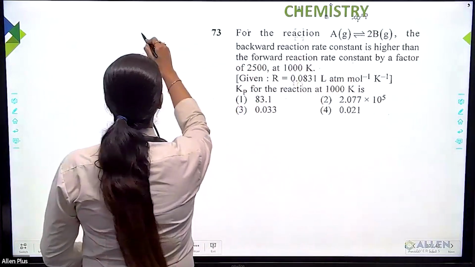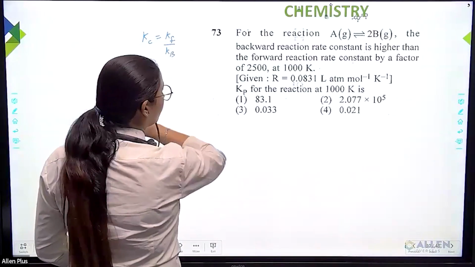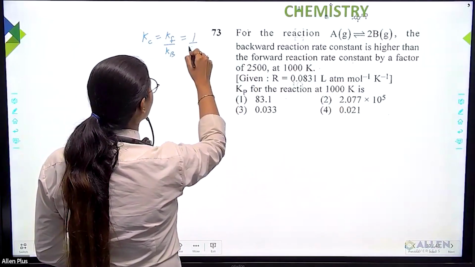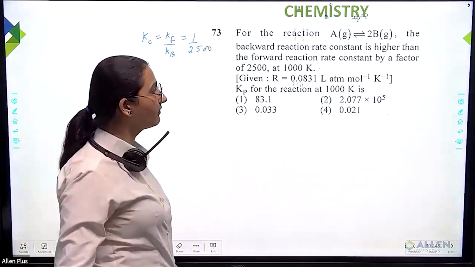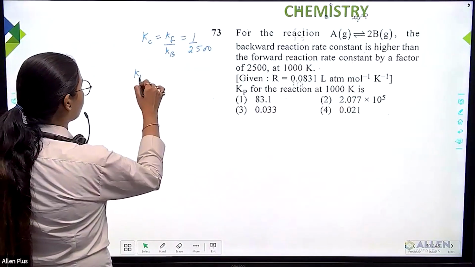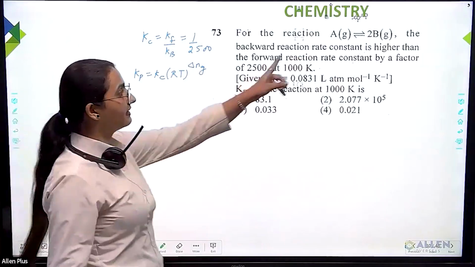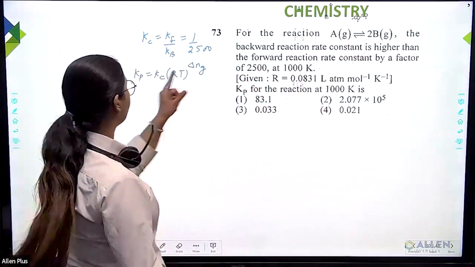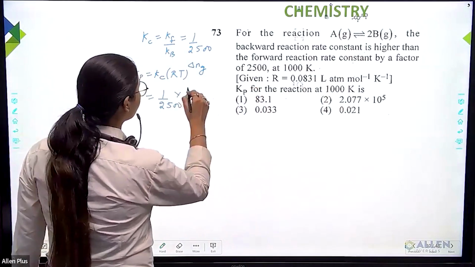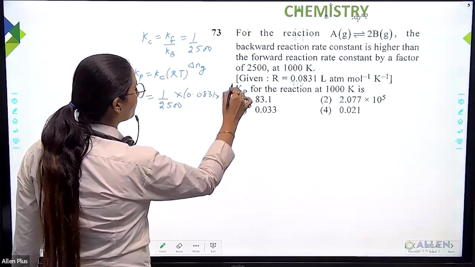Reaction rate constant. So see students, K equilibrium or Kc is K forward by K backward. Backward is higher than forward by a factor of 2500. That means Kc is 1 by 2500. What we need? We need Kp. What's the relation, students? Kp is Kc (RT) raised to power delta ng. So what's delta ng here? 2 minus 1, 1. And delta ng is 1. Substitute values. 1 by 2500. R given is 0.0831. T is 1000 raised to power 1.